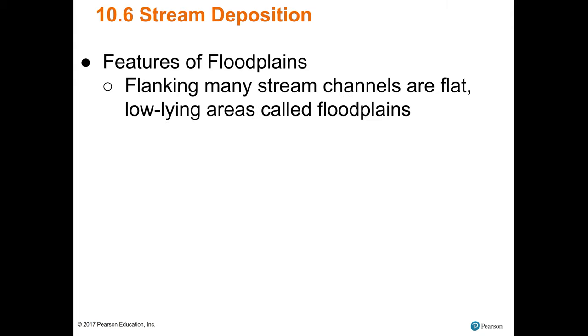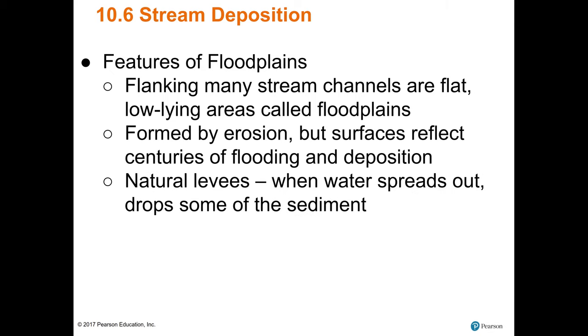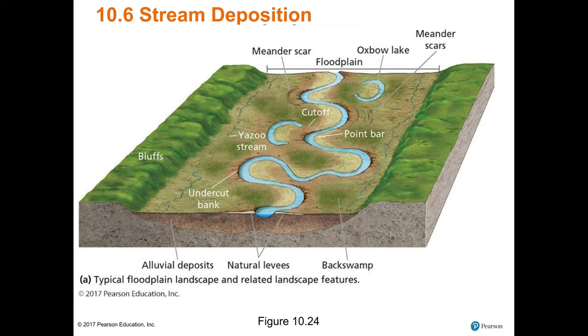Floodplains are an example of a depositional feature. Floodplains are formed by erosion, but the surfaces reflect deposition. So you could consider a floodplain a depositional feature inside of an erosional feature. Floodplains have natural levees. Once we see the picture, it'll make more sense to talk about.